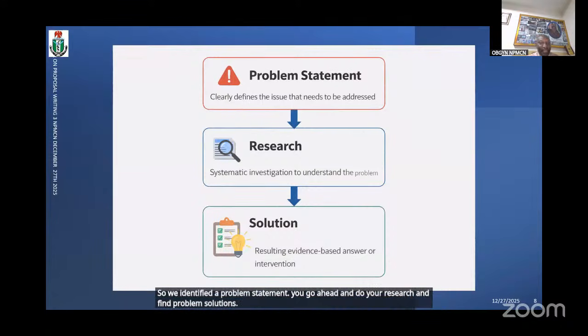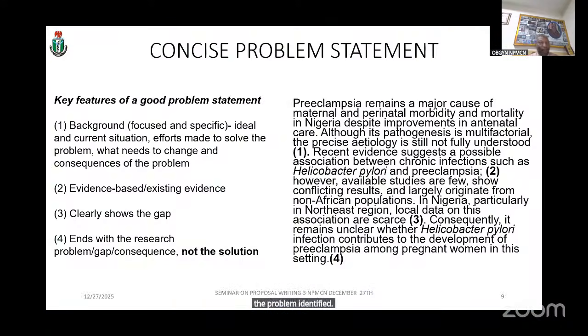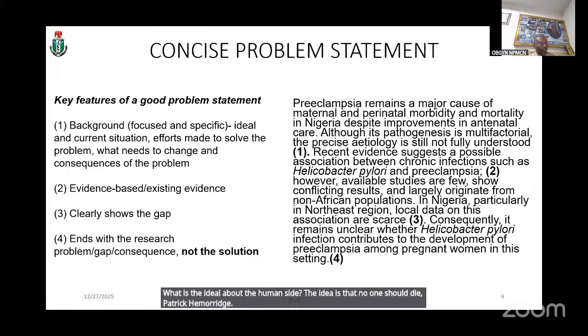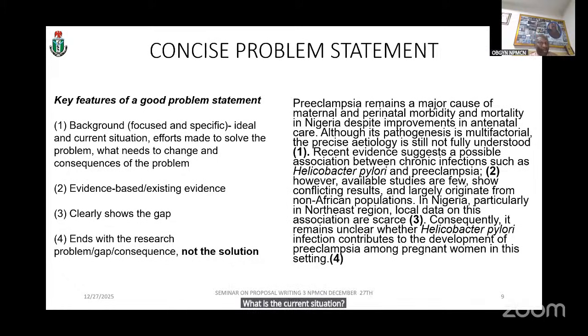So when you identify the problem statement, you go ahead and do your research and find solutions to the problem identified. There are 4 key components of a good problem statement. Number 1 is the background. You look at what is the ideal. For instance, what is the ideal about the economics of maternal mortality? Postpartum hemorrhage. The ideal is that no one should die of postpartum hemorrhage. But what is the current situation? The current situation is about 14 billion die every year.